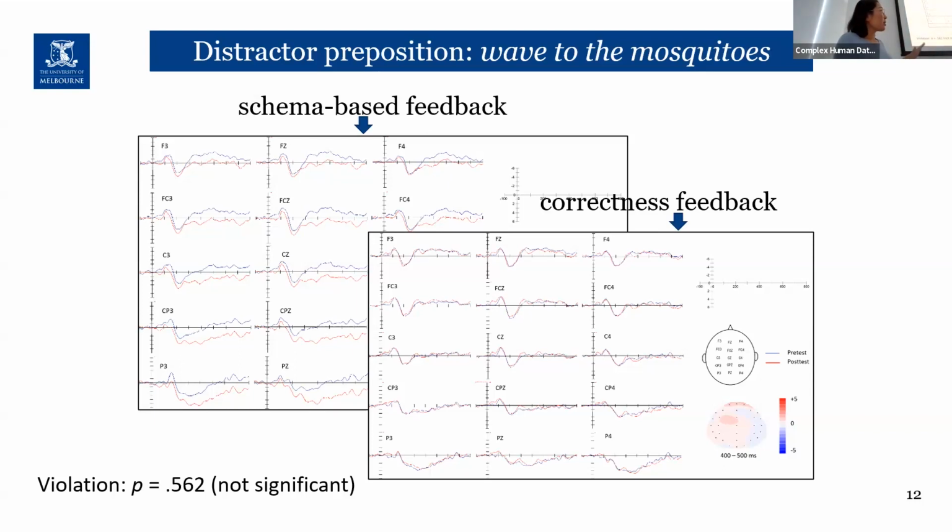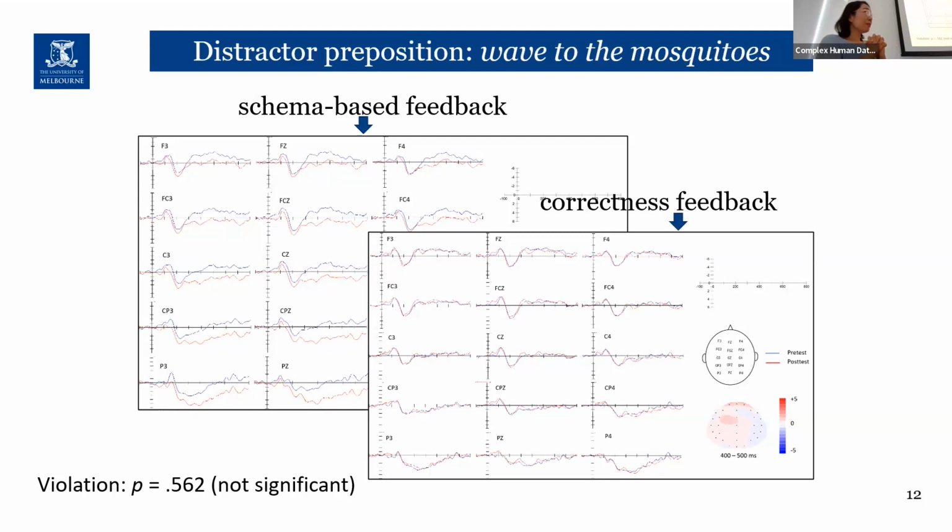It shows that correctness feedback did not help learners make any differentiation in their judgment of the distractor preposition, versus the schema-based feedback condition, which actually helps to create a significant difference in the average brain amplitude at the pre and post.